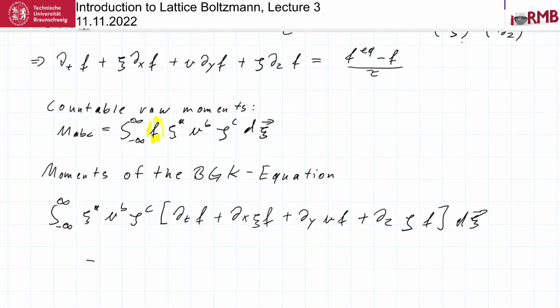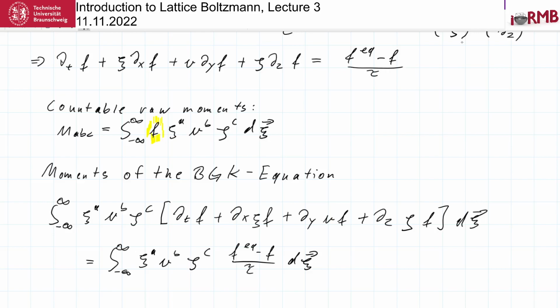And now comes the right-hand side of the BGK equation, which is xi to the power of a, epsilon to the power of b, and theta to the power of c. This goes into f_eq minus f divided by tau, and this is integrated over the entire velocity space, xi.